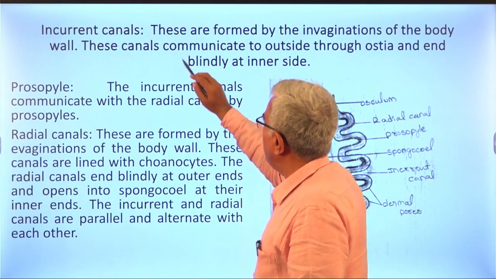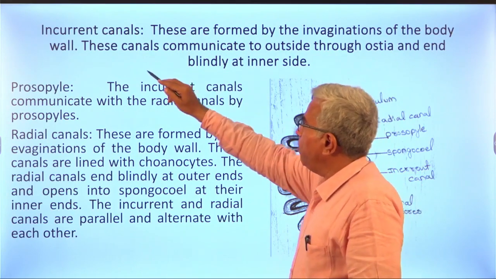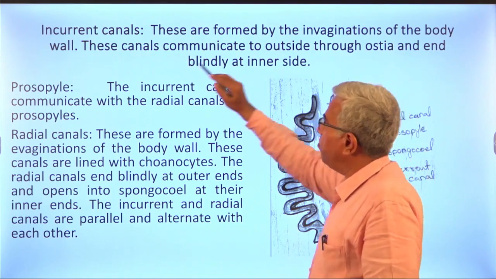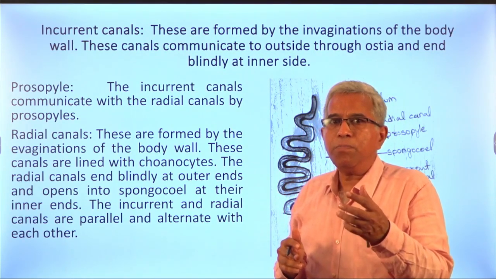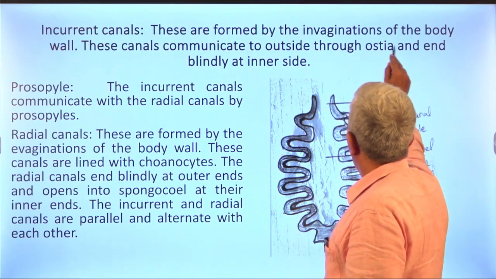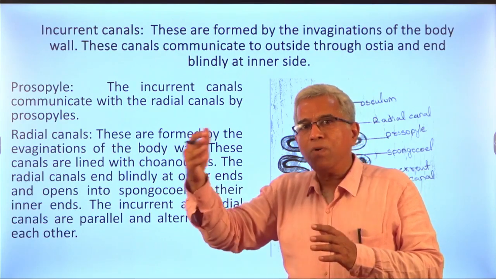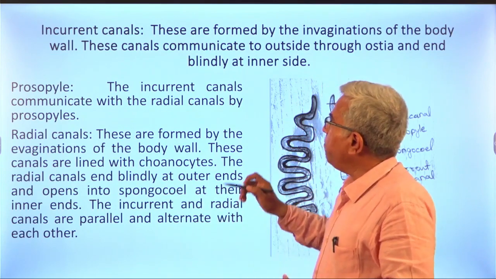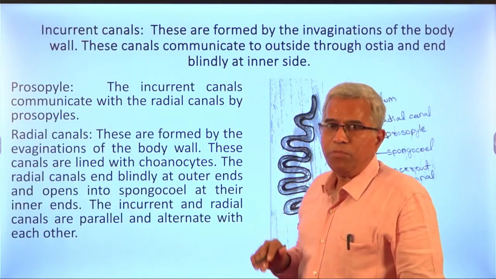Incurrent canals, I have explained this. These are the canals formed by the invaginations of the body wall. They contain certain pores, through which they can communicate with the radial canal. Those pores are called prosopyles. These canals communicate to the outside through ostia and end blindly at the inner side. So through ostia, the water enters into the incurrent canal, and at the same time, this incurrent canal ends blindly at the inner side.